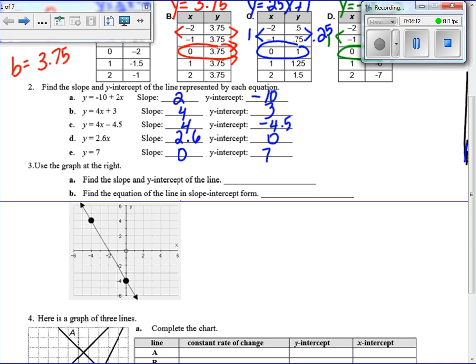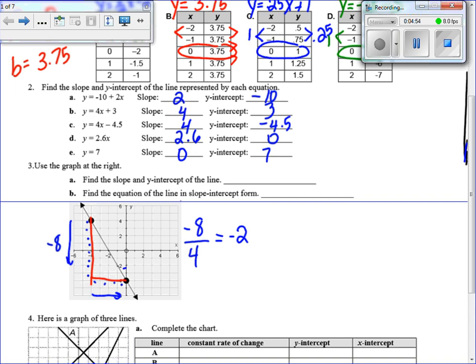Number 3 says use the graph to the right and find the slope and y-intercept of the line. Our slope would be change in y over change in x, or from a graph, the vertical change over the horizontal change. We notice that to get from this point to this point, we go down 1, 2, 3, 4, 5, 6, 7, 8. So we have a vertical change of -8, and we're going to the right, so it's positive. 1, 2, 3, 4, so we go to the right 4. So we see that we have a slope of -8 over 4, which is -2.